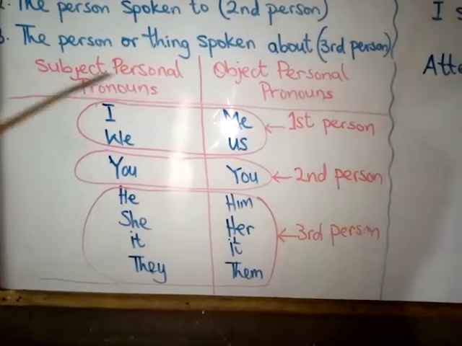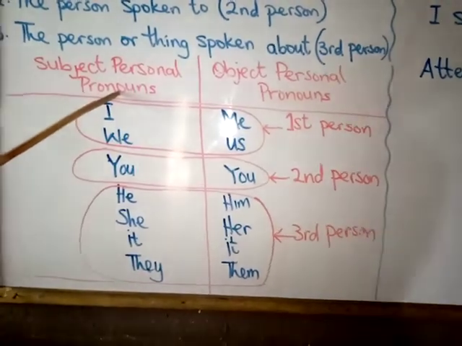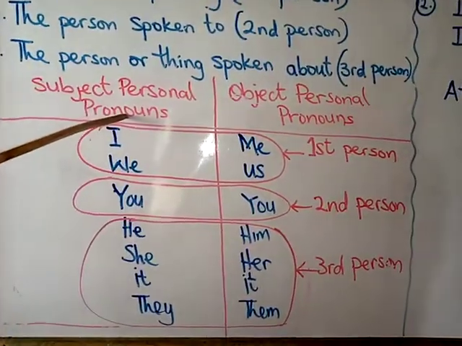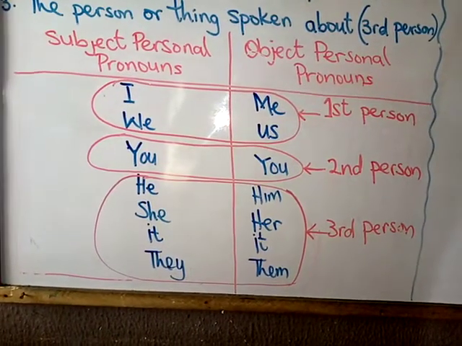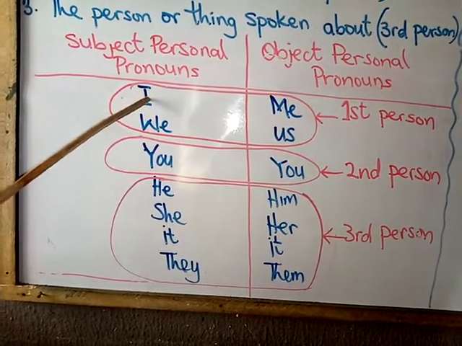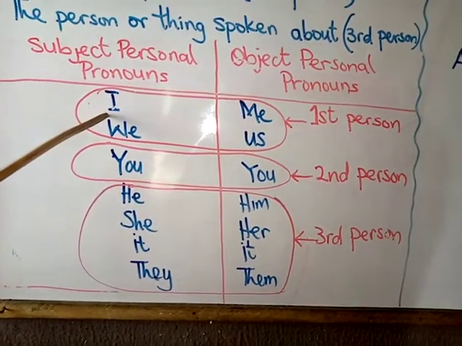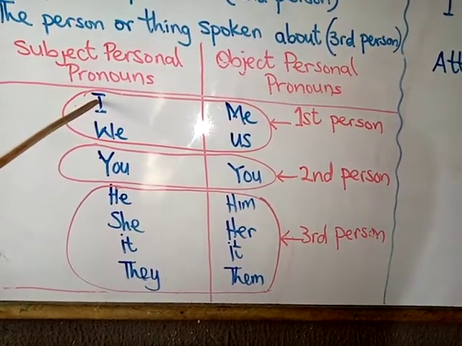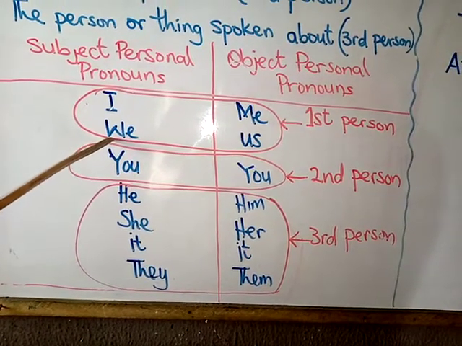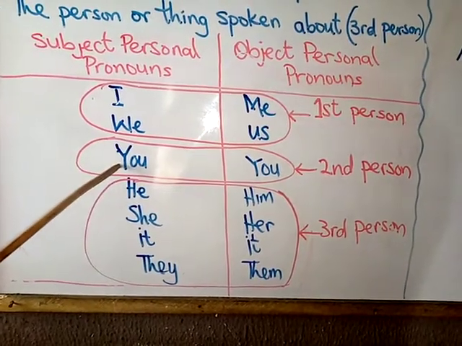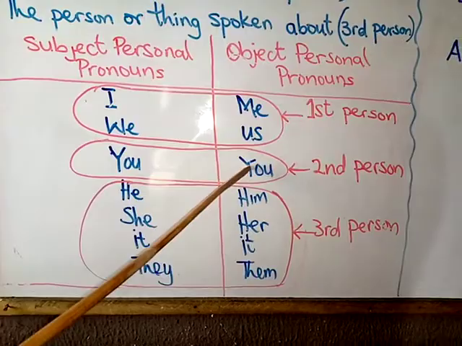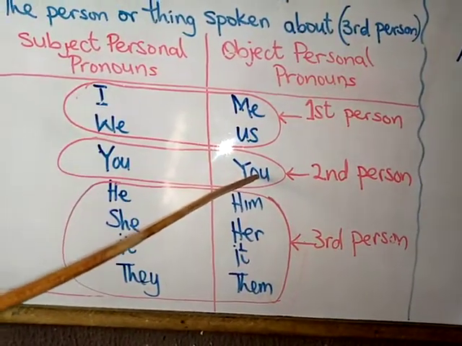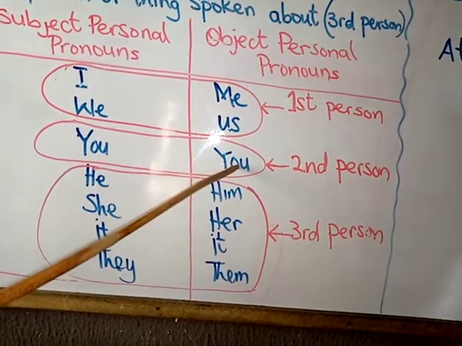So when I talk about subject personal pronouns, they are the personal pronouns that are used for the nouns or pronouns that perform the action in the sentence. Number 1, I. I is a subject personal pronoun. The object of I is me. I is the subject, me is the object. We is the subject, us is the object. You is the subject, you also is the object. So you can be used as a subject personal pronoun or as an object personal pronoun.